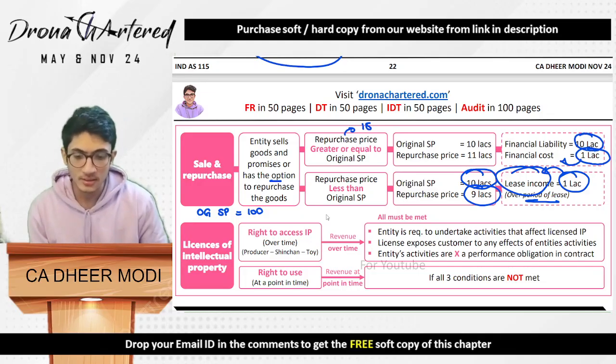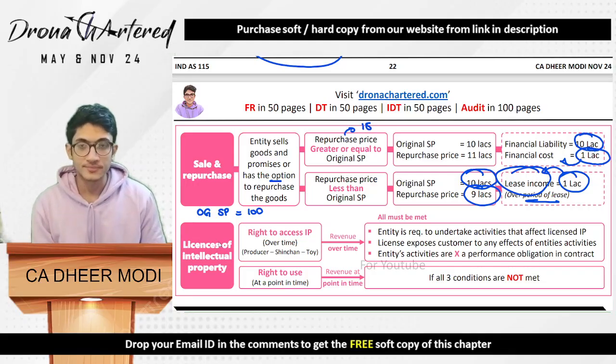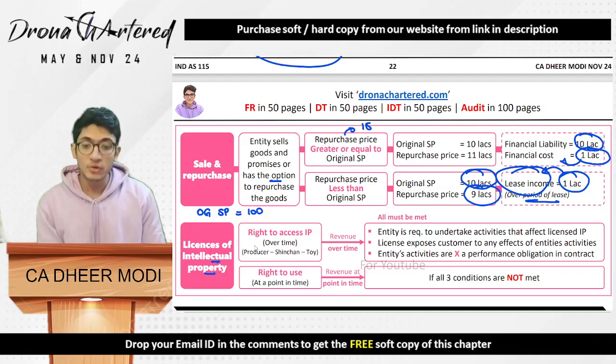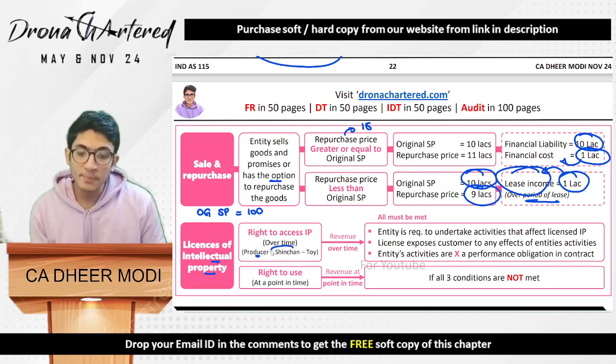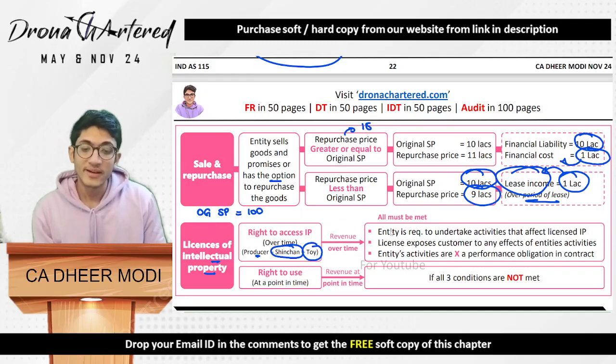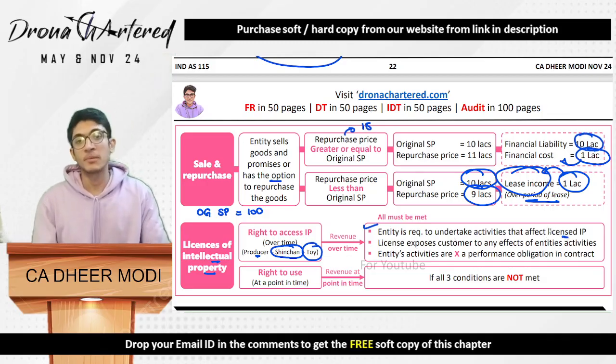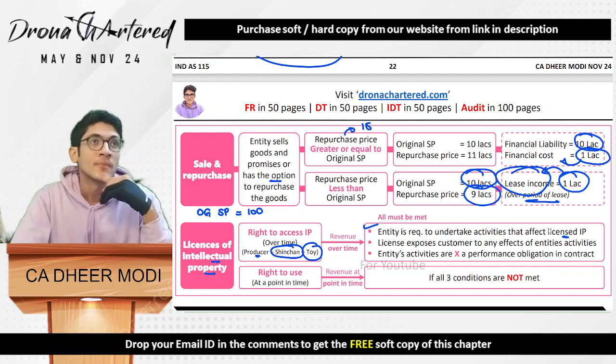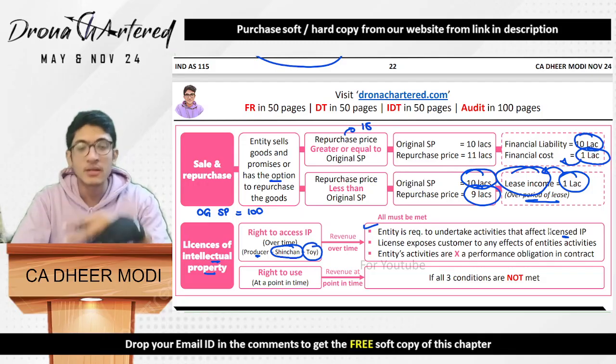Understandable? Easy? Very logical. Next is licenses of intellectual property, any intellectual property license. If there is a right to access the IP over time, say for example, there is a producer of toys and he takes IP rights from the producer of Shinchan to make a toy. In such a case, revenue will be recognized over time, provided all conditions are met. That is, the entity is required to undertake activity that affects the licensed IP. Say for example, I am the creator of Shinchan and there is an entity in India that wants to use my Shinchan character to make toys.